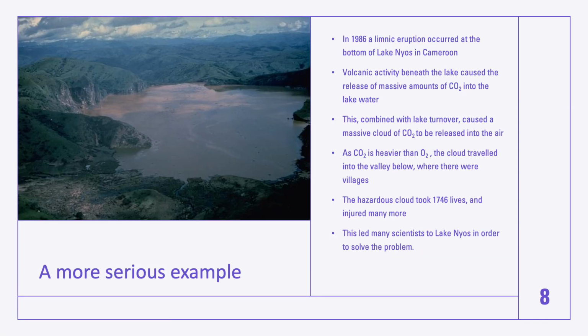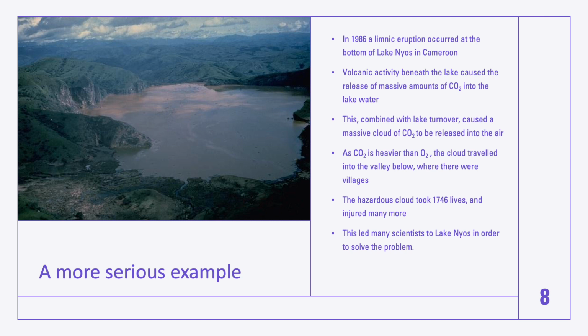Now we're going to move on to a more serious example of gas solubility in real life. What you're looking at here is Lake Nyos in Cameroon. Lake Nyos is important because in 1986, a limnic eruption occurred there. A limnic eruption is when volcanic activity beneath the lake caused massive amounts of carbon dioxide to be released into the lake water. And this saturated the water at the bottom of Lake Nyos with carbon dioxide.